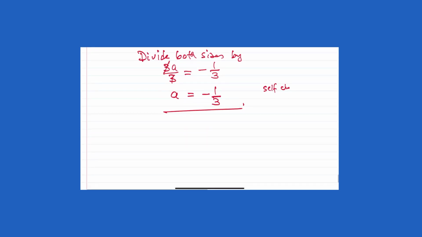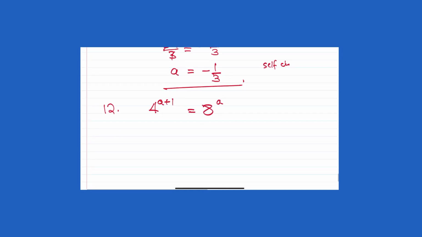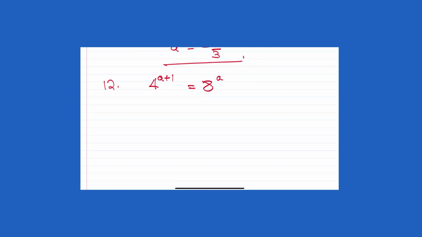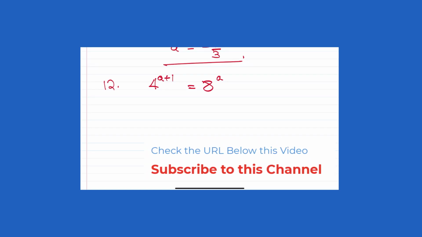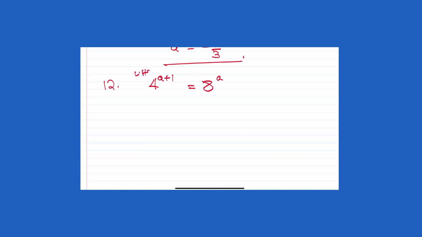Now we move on to question number 12. And what do we have? We have 4 to the power of a plus 1 equals 8 to the power of a. Now this looks different than what you have seen before, and that is why we have these revision exercises. Look at what is on the left hand side and what is on the right hand side. How do we approach a problem like this? We have 4 on the left hand side and we have 8 on the right hand side.